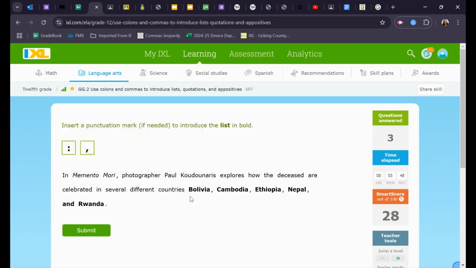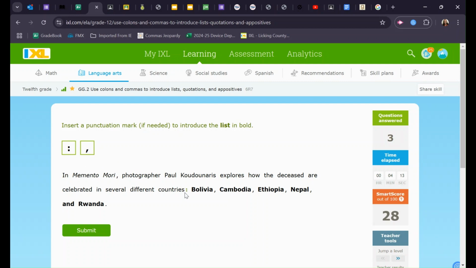In Memento Mori, photographer Paul Koudenaris explains how the deceased are celebrated in several different countries: Bolivia, Cambodia, Ethiopia, Nepal, and Rwanda. Well, I've got a list, but this time leading into that list, I've got a pause. And it is coming at the end of that complete thought, right? That independent clause. So this is a great place to use a colon. And I can mentally put in the words, and here's what they are.